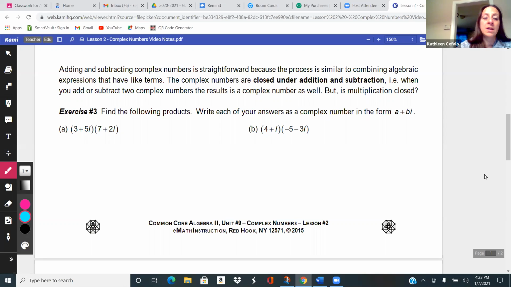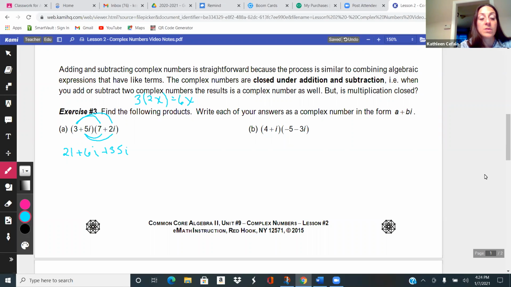We're going to find the products. So remember, this is FOIL. This is just FOIL with imaginary numbers. Okay, you can FOIL everything or double distribute everything. Okay, so 3 times 7, we get 21. My outside terms, so 3 times 2i, just like we would if I did 3 times 2x, I know that I would get 6x. Same thing here, 3 times 2i, I'm going to get 6i. Okay, over here, 5i times 7, I'm going to have 35i.